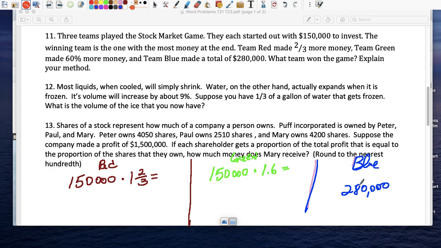So who made the most amount of money? So let's go back to the red. Now, you could have multiplied 150,000 times 2/3, which could have been the easier way, and then add that amount to 150,000. Same thing. Or, like I said, doing this takes you straight to the answer. So 1 and 2/3, let's just rewrite that as 5/3.